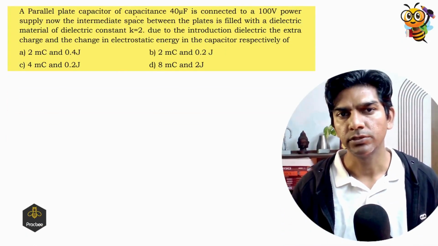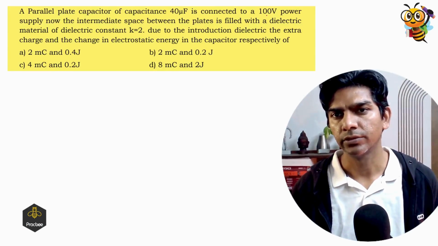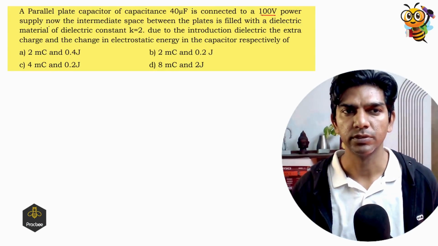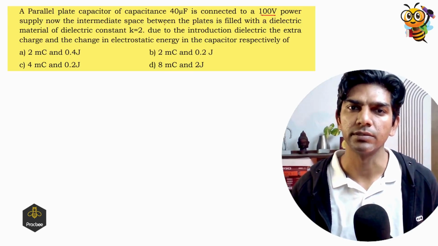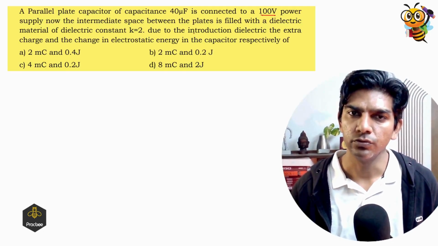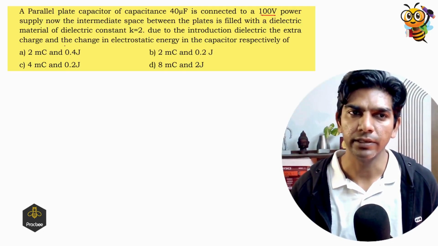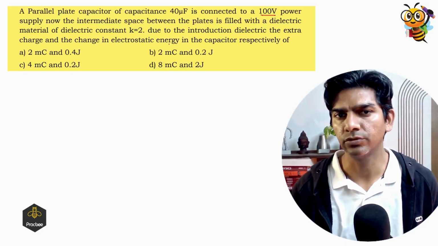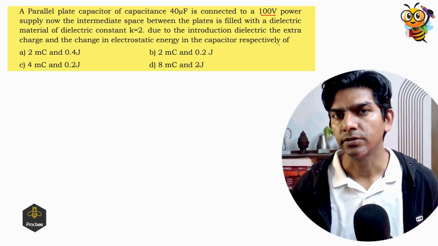A parallel plate capacitor of capacitance 40 microfarad is connected to a 100 volt power supply. Now the intermediate space between the plates is filled with a dielectric material of dielectric constant 2. Due to the introduction of the dielectric, find the extra charge and the change in the electrostatic energy in the capacitor, respectively.